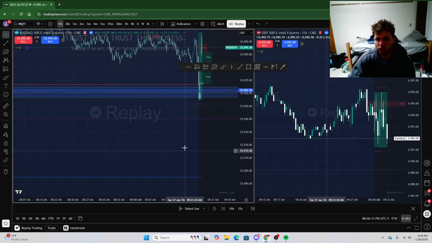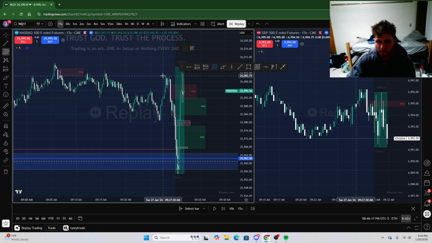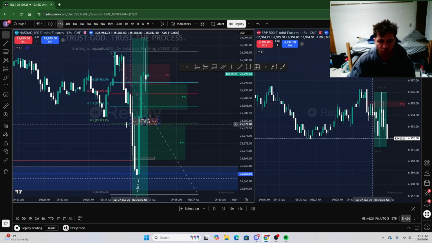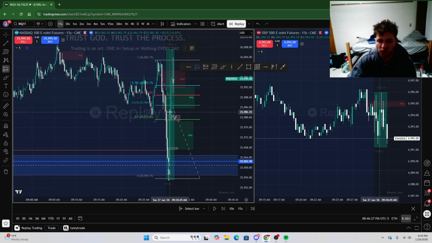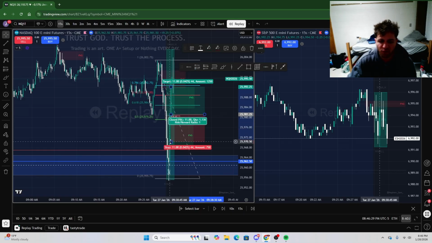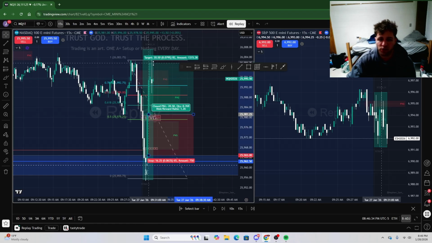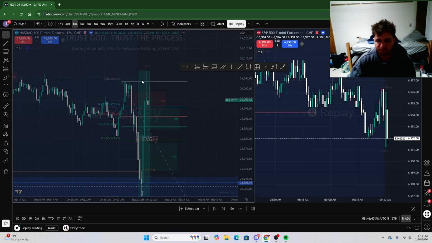Let's get the leg of this move. Here's the leg of the move. So right here is the 50%. I want a long as close to underneath this as possible. So right here with this 30-second, we're right at that 50% level. We're actually displacing above the 50%, which is actually pretty good. So we're right at that 50% level. Perfect, right? Now let's go to the 1 minute.